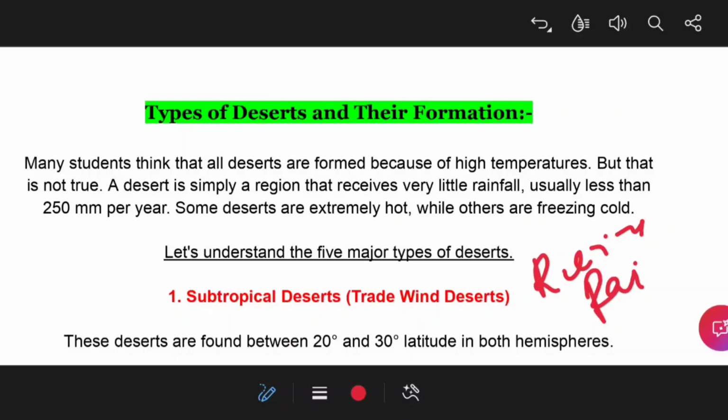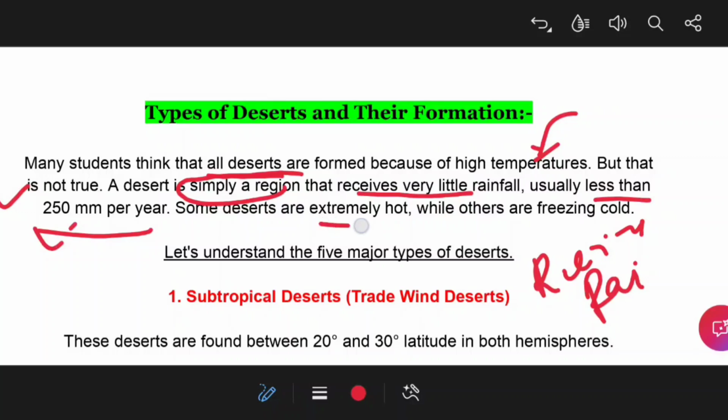Now, many students think that all deserts are formed because of high temperatures and deficient rainfall, but that is actually not true. Then what is a desert actually? A desert is simply a region that receives very little rainfall, usually less than 250 mm per year, right? Now this statement can be directly asked in your UPSC or any state civil service examination. That means usually less than 250 mm per year.